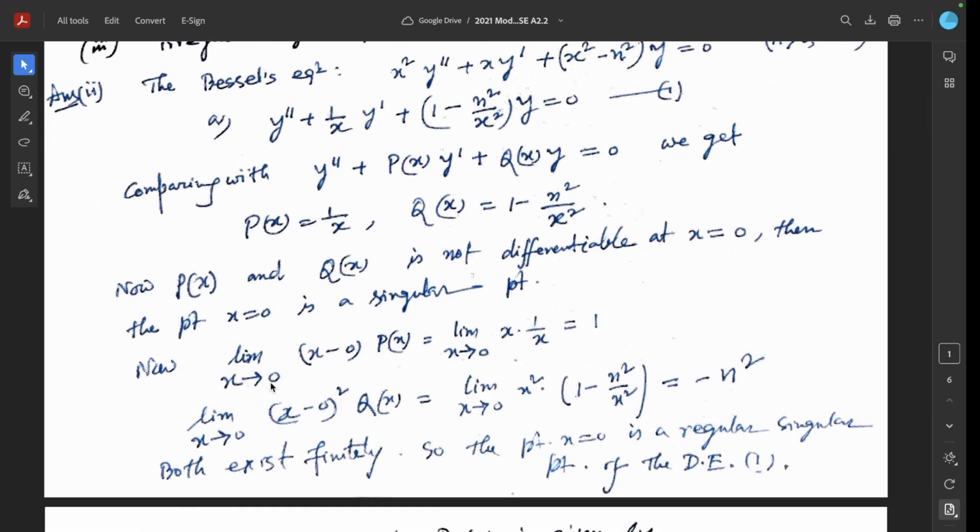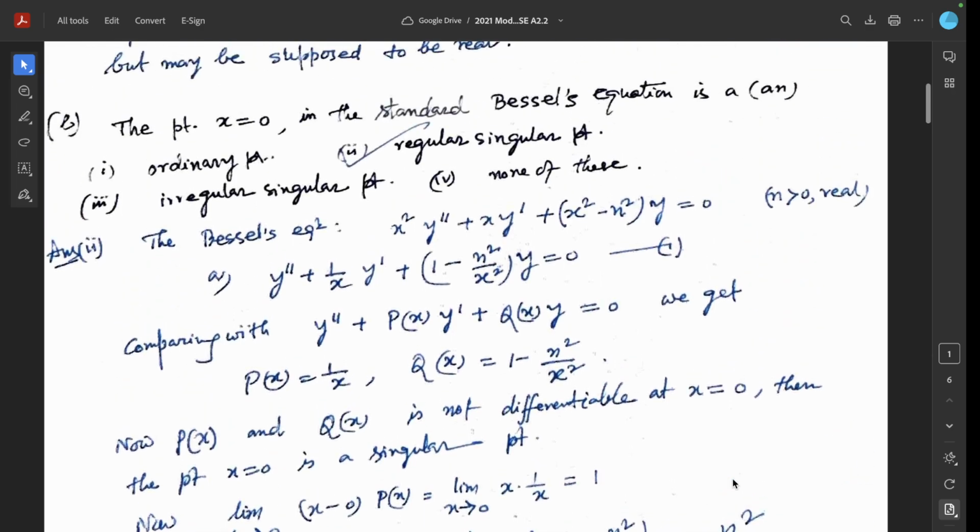Now find the limit as x tends to 0 of (x minus 0) into p(x). So this x into 1 by x equals 1, a finite value. And the limit as x tends to 0 of (x minus 0) whole square q(x), that is the limit as x tends to 0 of x square into (1 minus n square by x square), so x square minus n square. As x tends to 0, this is equal to minus n square. So this is also finite. Both these limits exist finitely. So the point x equal to 0 is a regular singular point of the standard Bessel's equation.